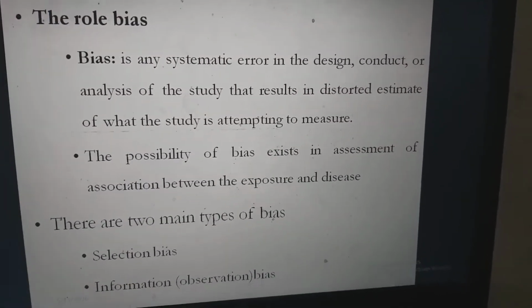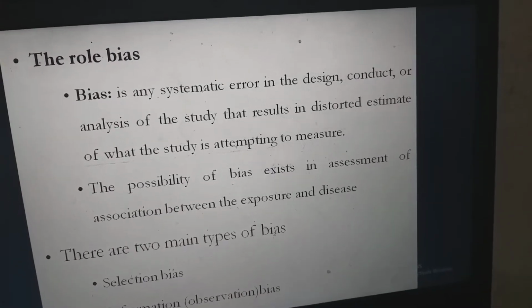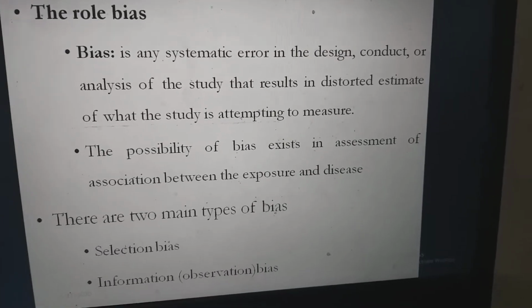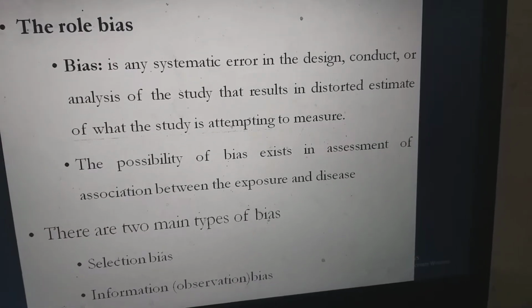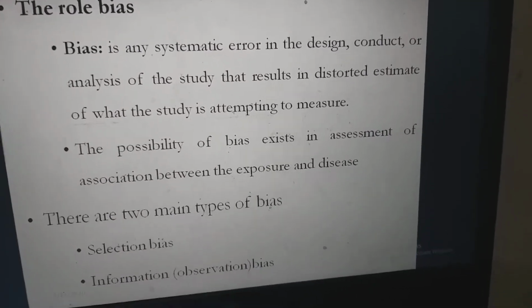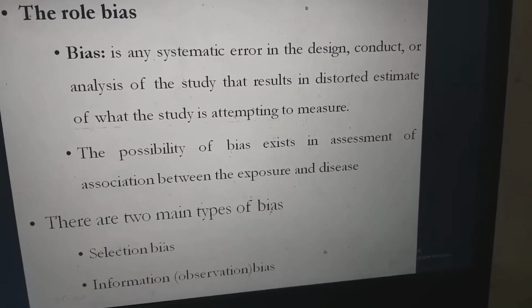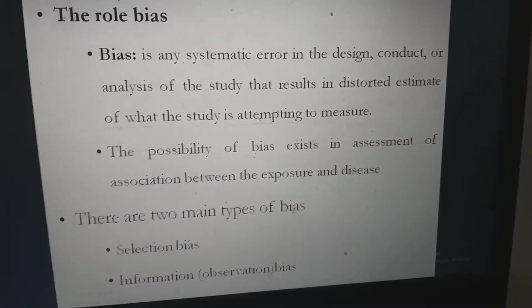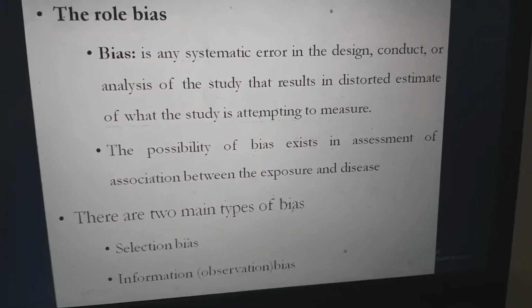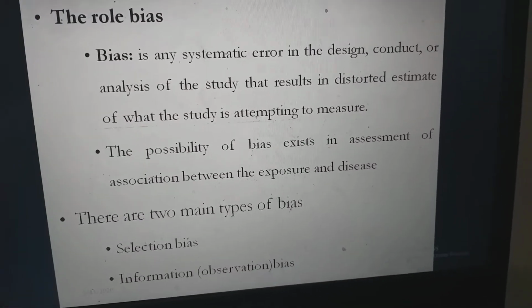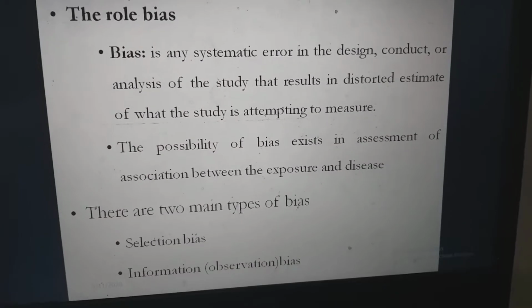Information bias occurs mostly when you ask questions. Those who are answering may not tell us the correct information. Maybe it is recall bias: they may forget what happened two days ago, or a month ago. They will not remember. This is what we call information bias. So simply we can classify bias into two: selection bias and information bias.